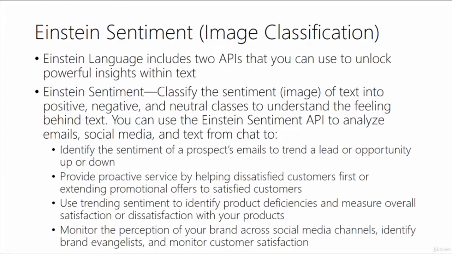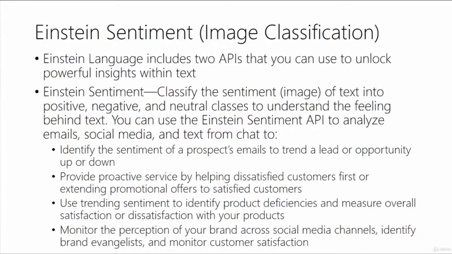The second part is the Einstein sentiment or image classification. The Einstein language includes two APIs that you can actually unlock powerful insights within the text. So the Einstein sentiment, we can classify the text into either positive, negative, and neutral classes, as I mentioned earlier, to understand the feeling behind the text.